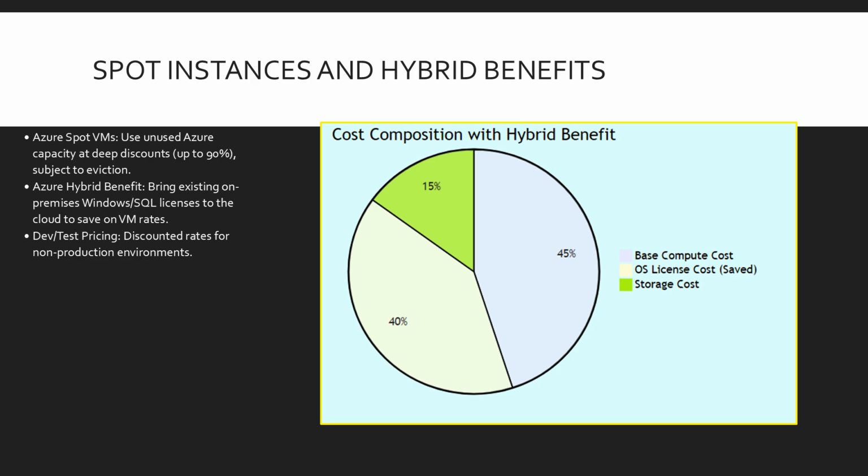This pie chart visualizes the impact of the Azure Hybrid Benefit. The slice representing OS license cost is effectively saved or removed from your cloud bill because you are reusing an on-premises license. This leaves you paying only for the base compute cost and storage cost, illustrating how bringing your own license significantly reduces the total slice of the pie you have to pay for.